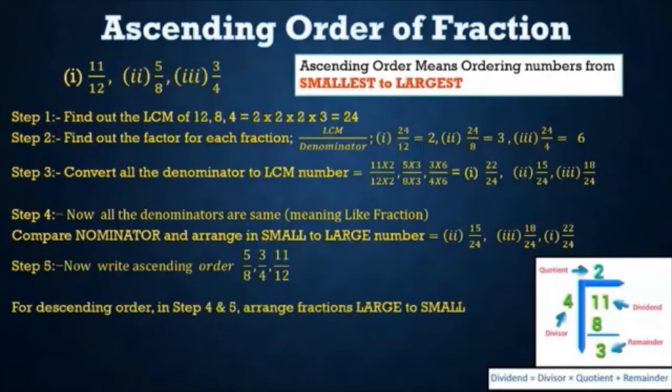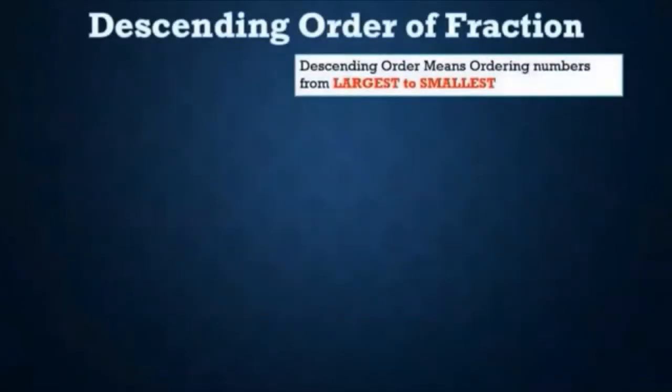For descending order, in step 4 and 5, we have to arrange the fractions from large to small. If you didn't understand what the last line meant, we will learn this whole thing again as per descending order. So now let us learn about descending order fractions. Descending order fractions mean ordering numbers from the largest to smallest. So these are the numbers.